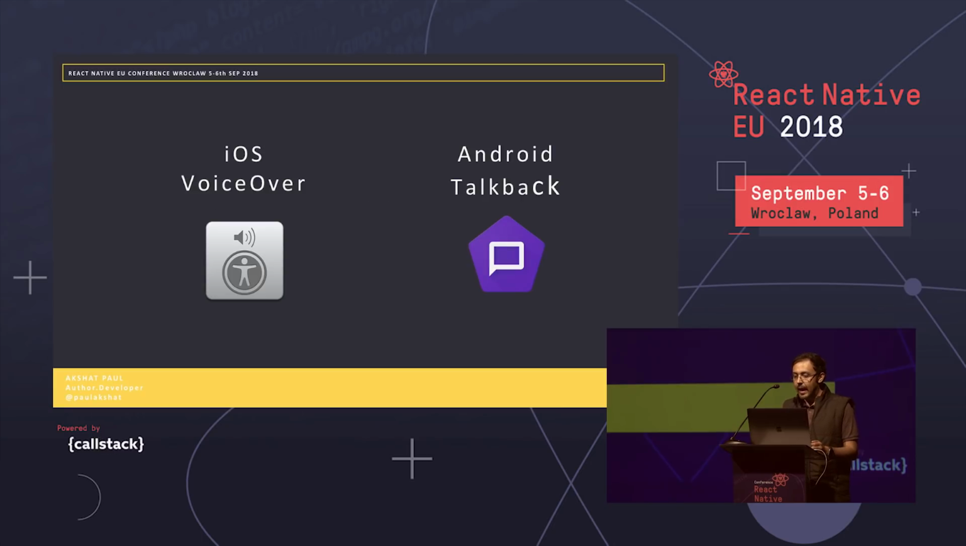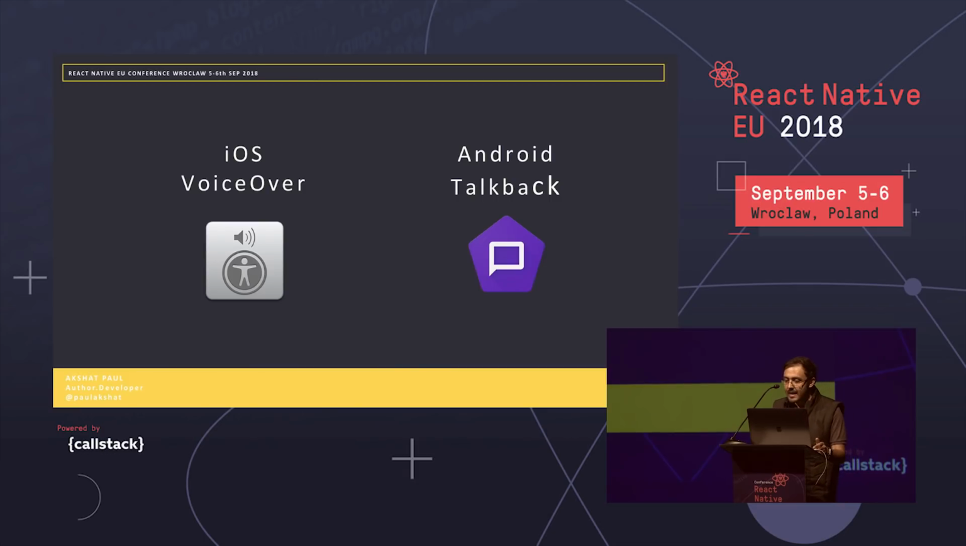Both iOS and Android provide something called a screen reader. In iOS, it's called VoiceOver. And in Android, it's called TalkBack, which was recently renamed to Android Accessibility Suite. I don't know why they did that. Maybe they want to add some more features into it.